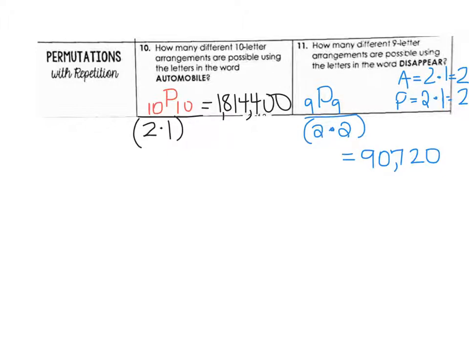So the key here is that you have to identify which letters are repeated, and then if there's more than one, you have to figure out how many ways each one could be arranged, and you divide by all of those numbers multiplied together. Give it a try.